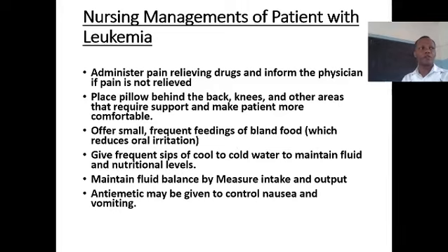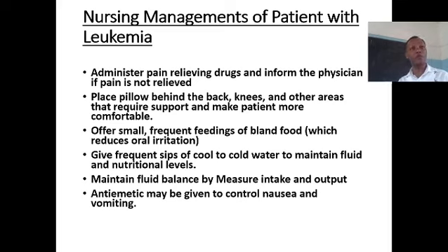Hizo ni modalities ambazo tunaweza tukazitumia katika ku manage hawa wagonjwa wenye leukemias. Lakini what are the specific nursing management to the patient with leukemia? Sisi kama profession yetu tutafanya nini juu ya huyu mgonjwa? Hayo madawa tumeona na mengine yote tumeyaona.